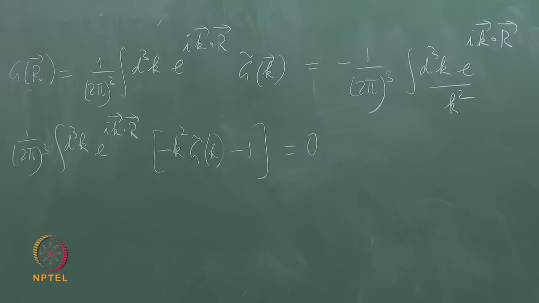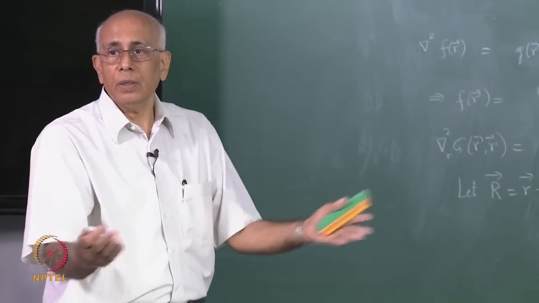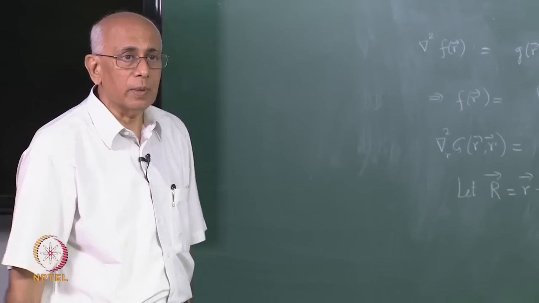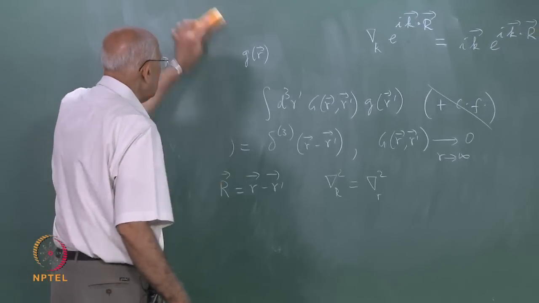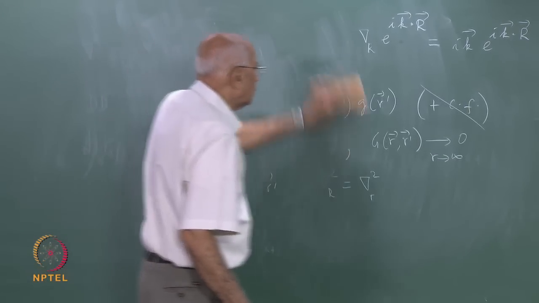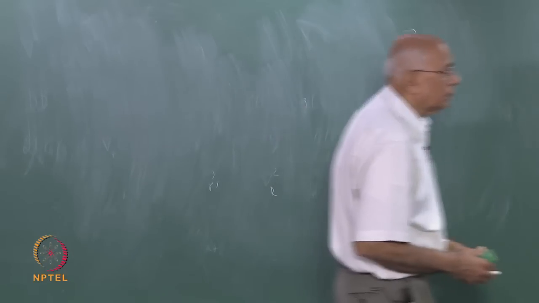If I can evaluate that integral, then I have got an expression for g of r. I put that back in the g of r comma r prime, and that is it. That gives me the fundamental Green function. So let us see how to do this integral. What would you do to tackle such an integral?